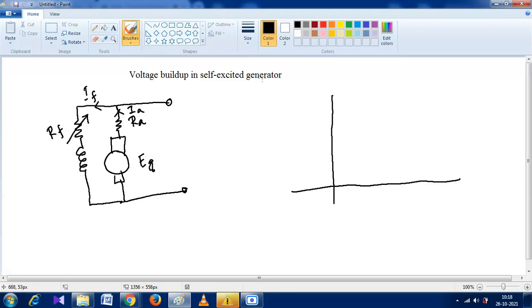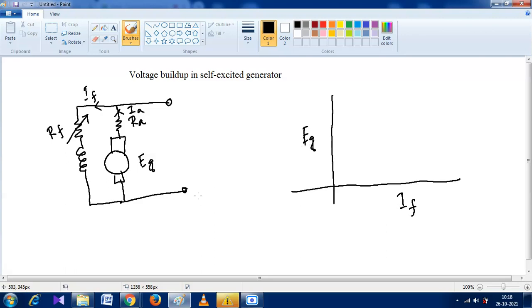First, we see two parts separately. Then we combine them and understand how the voltage is built up. Suppose this is the field current, and we are plotting EG with respect to the field current.